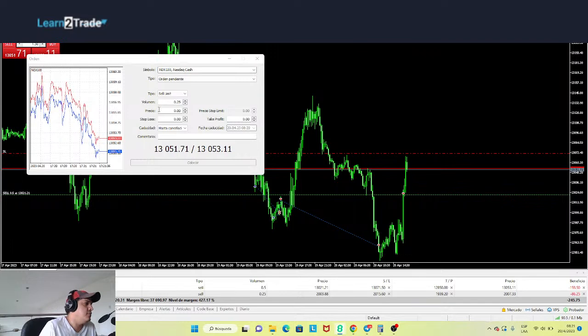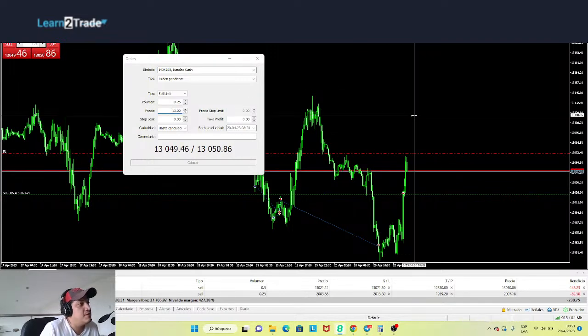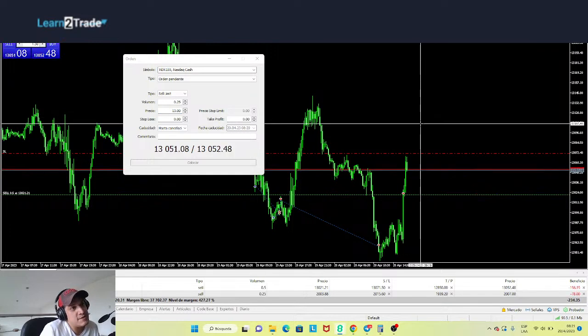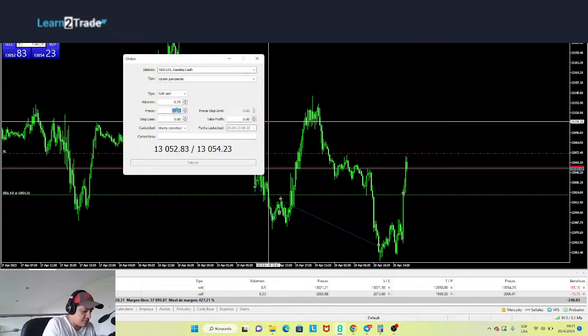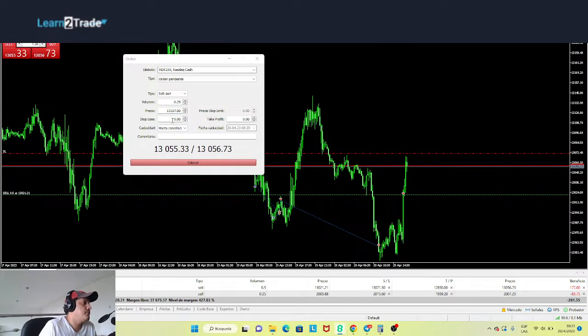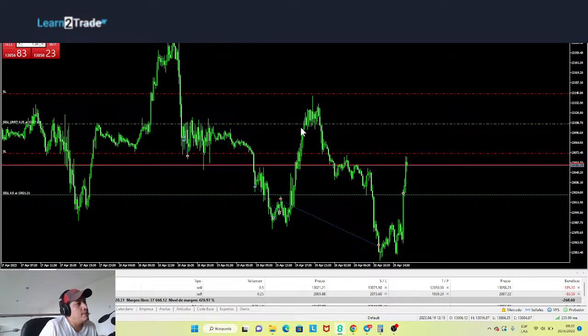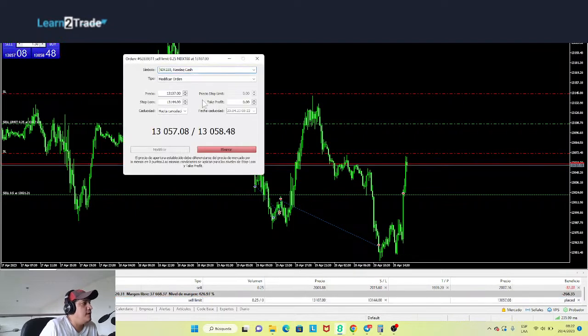1310.7. That's why you always have to trade with very low risk. 1310.7, and stop loss 1344. Right, so here's that actual trade that I should have taken.